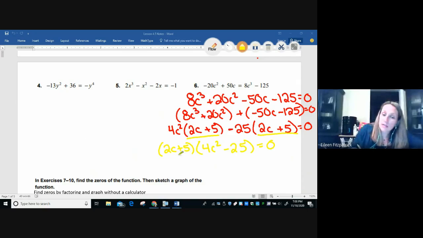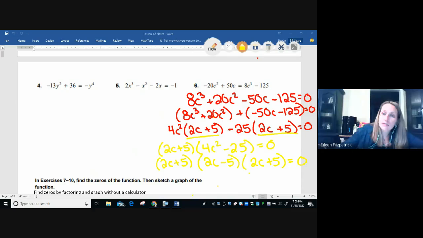Before you look and say you're done, check. Is there a GCF? Does this match a pattern? There's no GCF, but it is a difference of perfect squares. So the first binomial stays the same. The second binomial factors to 2c minus 5 and 2c plus 5.